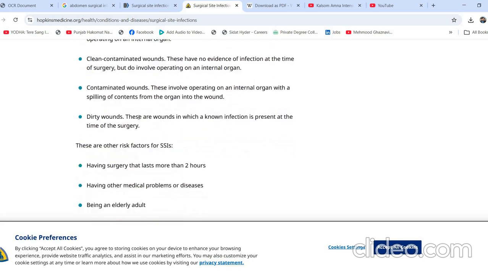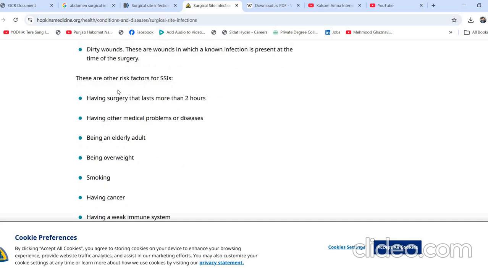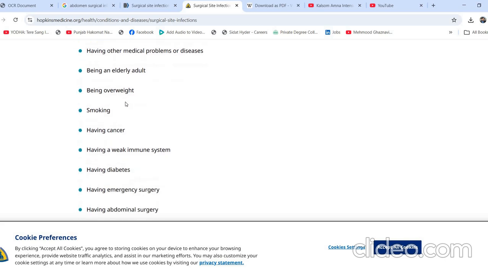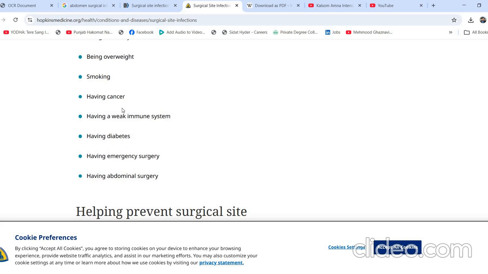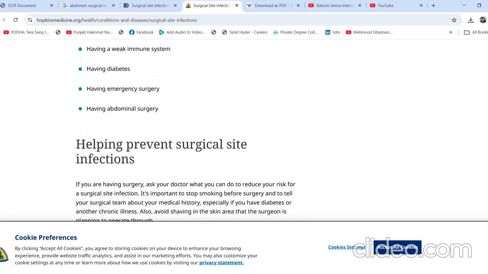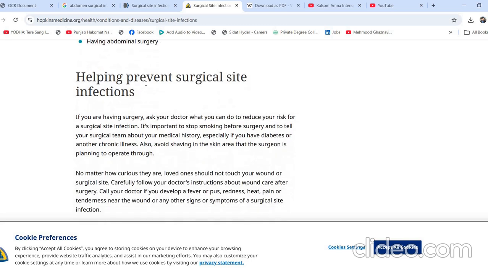Dirty wounds. Other risk factors for surgical site infection include having surgery that lasts more than 2 hours, having other medical problems or diseases, being an elderly adult, being overweight, smoking, cancer, weak immune system, having diabetes, emergency surgery, and having abdominal surgery.